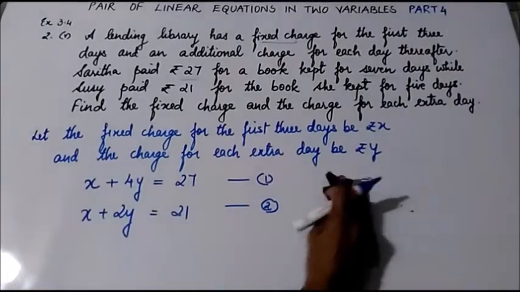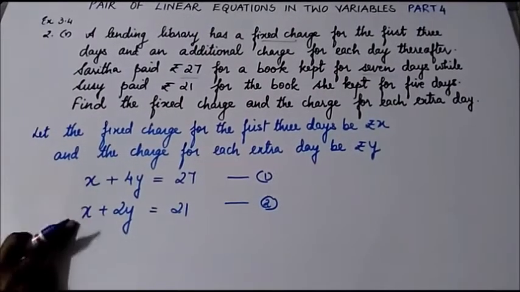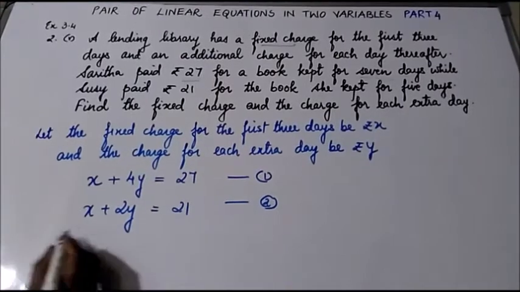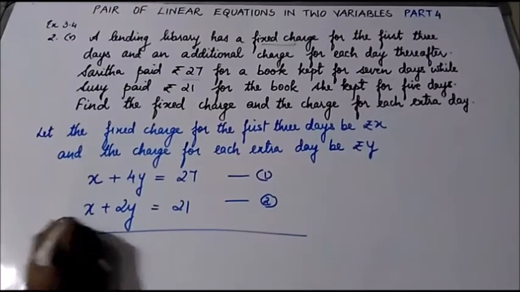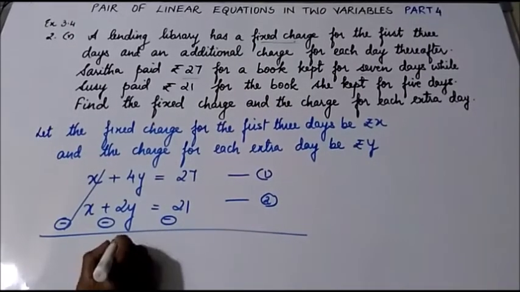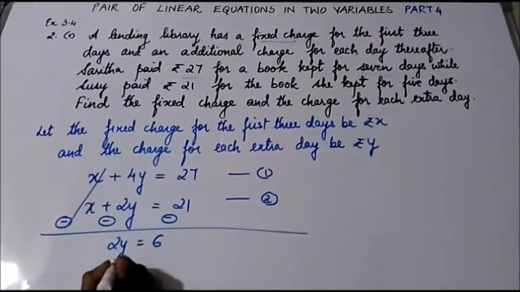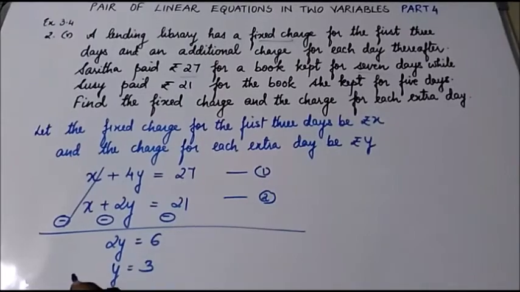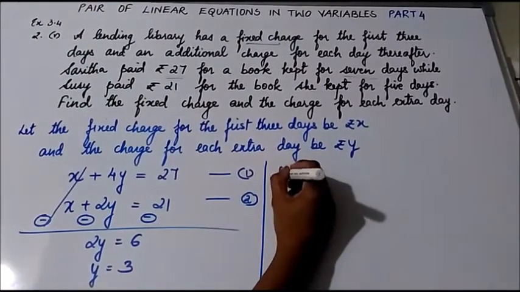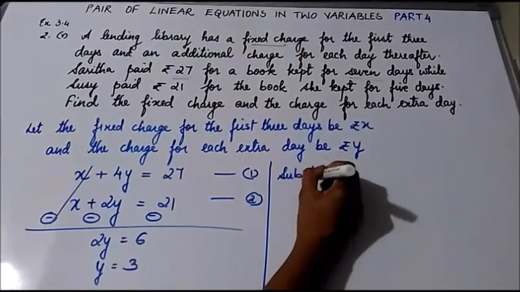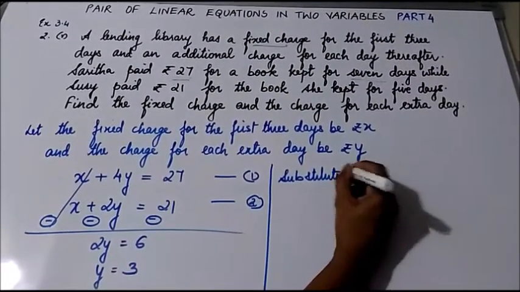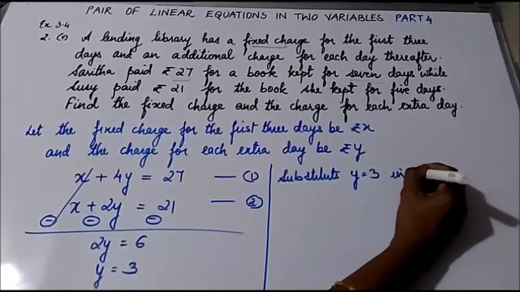Now here we'll solve it by the elimination method. We see the coefficients of x are both equal, and the signs are also equal, so we have to subtract. x gets eliminated. Here we get 2y is equal to 6, y is equal to 3. Now we'll find what x is equal to. Substitute y is equal to 3 in equation 1.